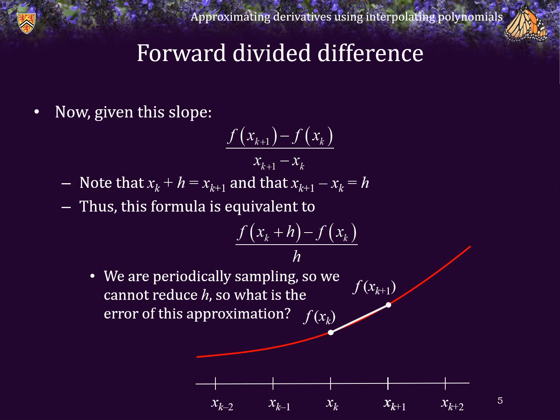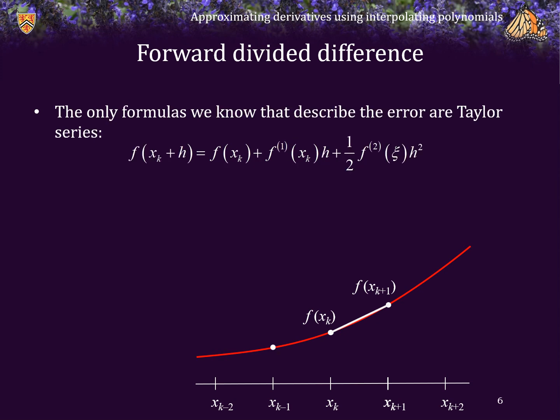So what is the error of this approximation? We have the slope of a function, or a slope of an interpolating polynomial. How closely does that approximate the slope of the function at x sub k? Now, the only formulas that we have right now that describe error are the Taylor series. So here's the Taylor series of f at x sub k plus h, and it is a first order Taylor series.